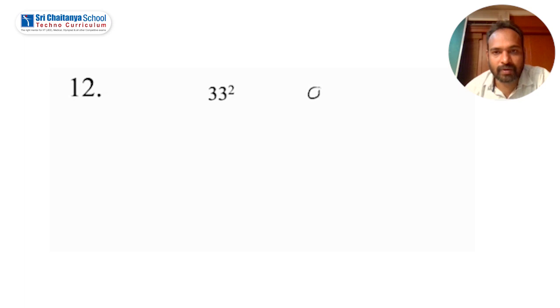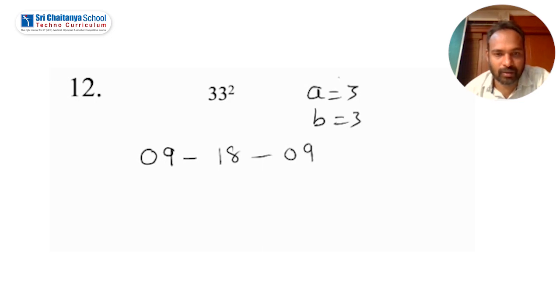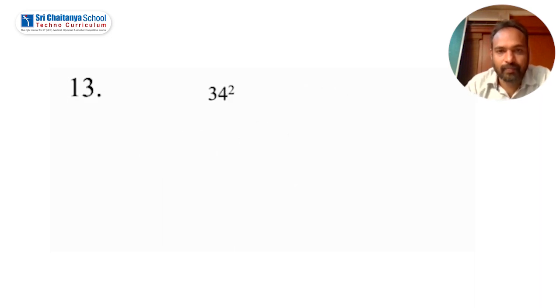33 square. What's the value of A here? 3. What's the value of B here? 3. Now A square means 3 square, which is 9. 2AB, 2 into 3 into 3, which is 18. Next 3 square, 9. Do the balancing. 9. This 9 will appear here. Next, this 0 will carry forward here. 18 plus 0, 18. So drop 8 here, carry forward 1. 9 plus 1 is how much? 10. So the answer is 1089.